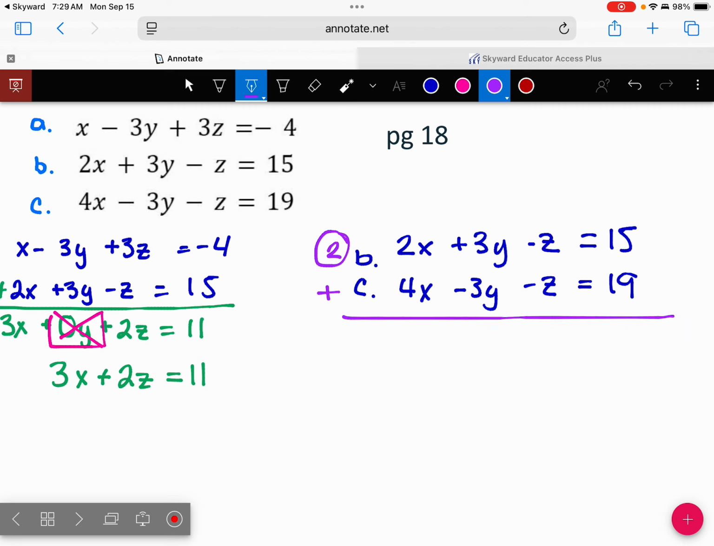So then we're going to do the same thing. I'm going to add them together using our elimination. I want those y's to cancel out. So we're going to add together. We've got our 2x and our 4x. That's going to give us our 6x. 3y plus -3y is going to give us a 0y. Minus z is a minus 2z. And that's going to equal 15 plus 19, which is going to be 24.